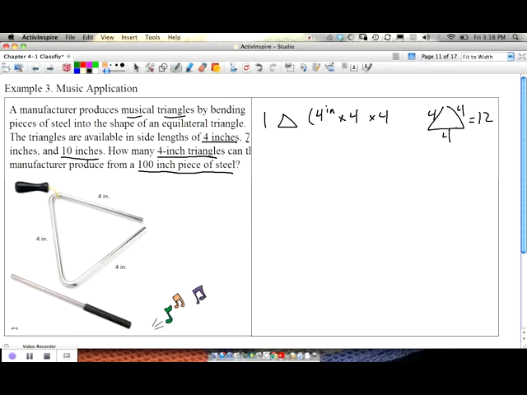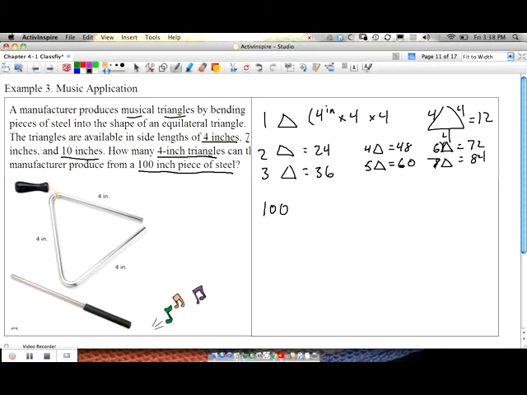Let's say we had 2 triangles. That would be 24, because 1 is 12, so 2 is 24. 3 triangles would be 36, and so on. I could keep going. I could say 4 triangles. It's going to be 48. 5 triangles is 60. 6 triangles is 72. 7 triangles is 84. And 8 triangles is 96. And it looks like that's as far as we can go, because it's 9 triangles. We would need 108. And we only have 100.